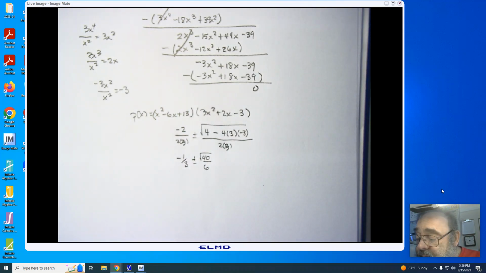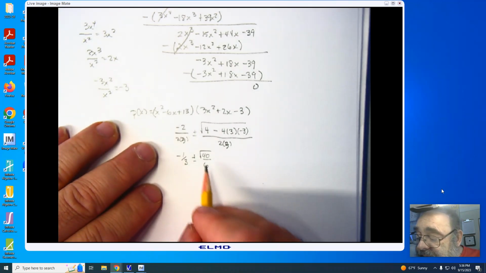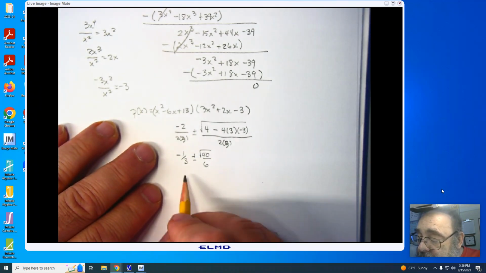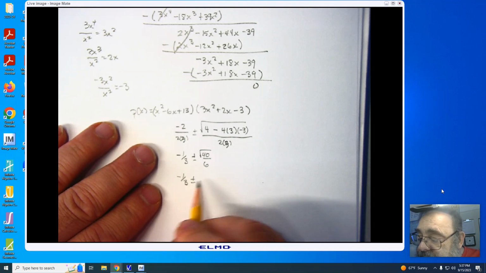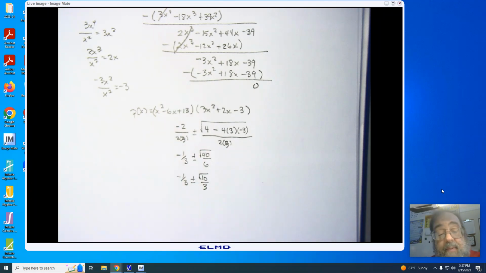We're now just going to try to finish this by factoring out the 40 and reducing. I get negative 1/3 plus or minus the square root of 10 over 3. And these are going to be my last roots.